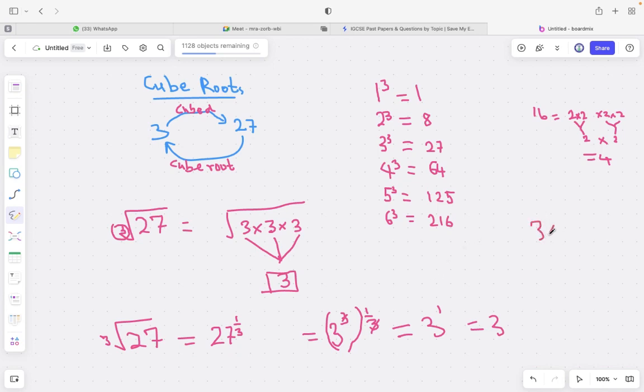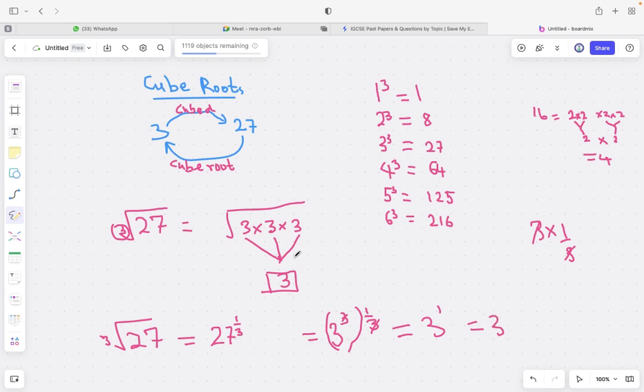Because look at it. 3 times 1 all over 3. If you do it like this, 3 times 1 over 3, this 3 will cancel this 3. 1 times 1 is equal to 1. So that's why we have 3 raised to the power of 1, which is equal to 3. That's why, if you use the indices method, you still get 3 as the cube root.